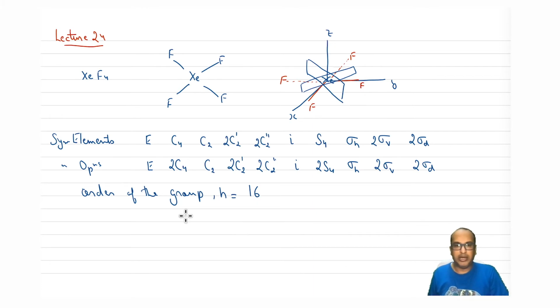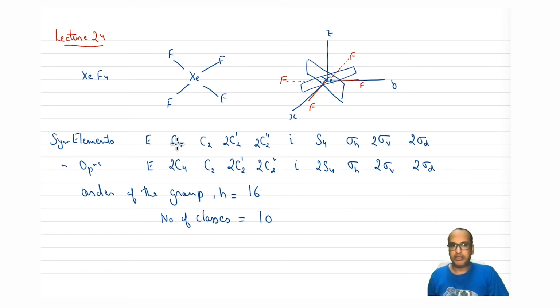Okay. And I'm not going to do all the class calculations, but we will just see here the number of classes. So we have 1, 2, 3, 4, 5, 6, 7, 8, 9, 10 classes. So we have the order of the group, we have the number of classes. Now let us also see what will be the point group here.